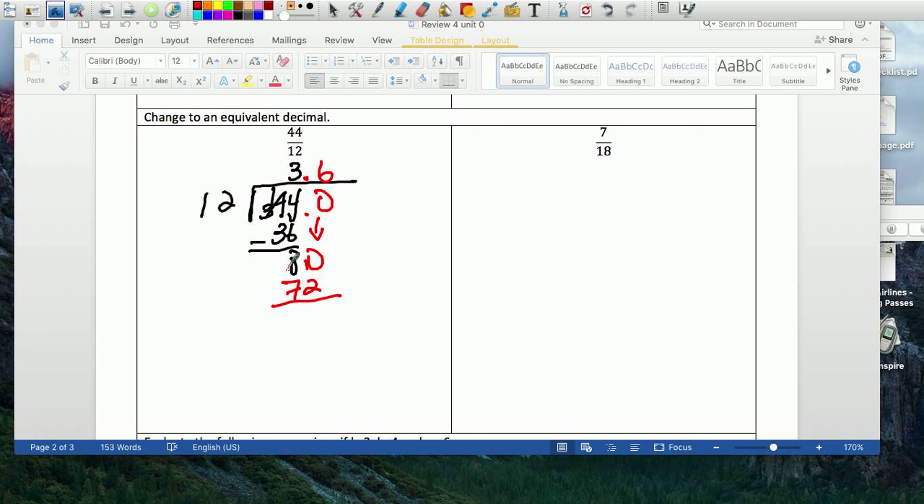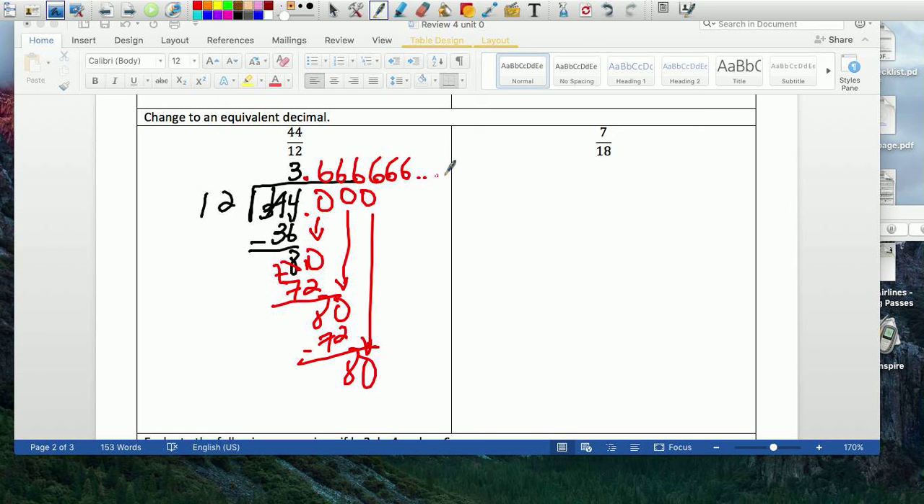Borrow, 10 minus 2 is 8. And it becomes 80 again. So 12 goes into 80 6 times again, and 72. Subtract, you're going to have 8 left over. So if you continue, you're going to get 3.6666666, dot, dot, dot, forever and ever. Or as a decimal, it's going to be 3.6 with the bar notation on top.